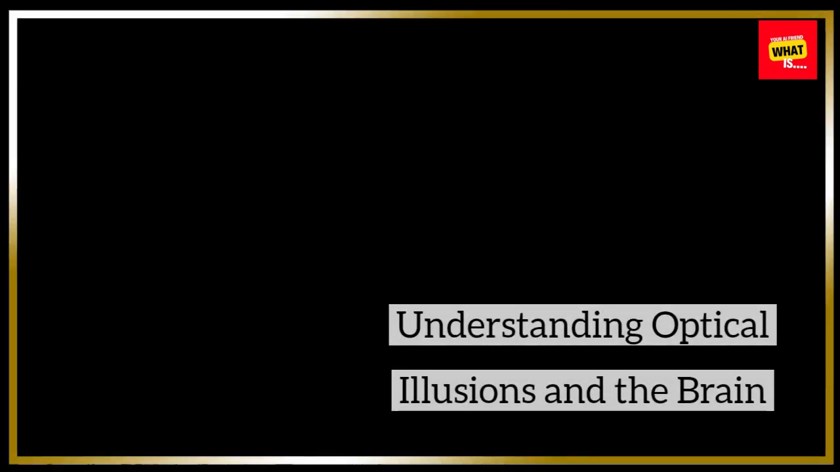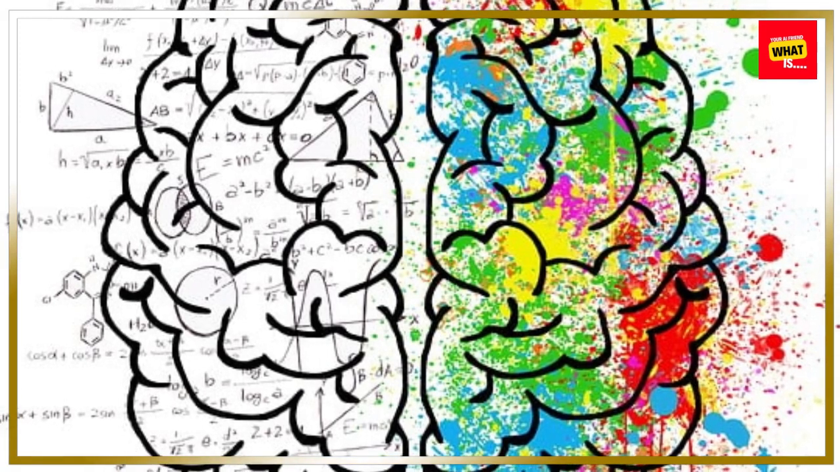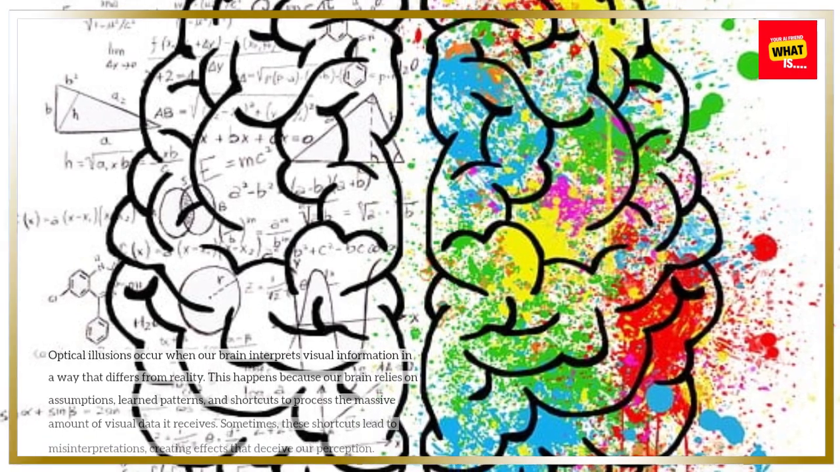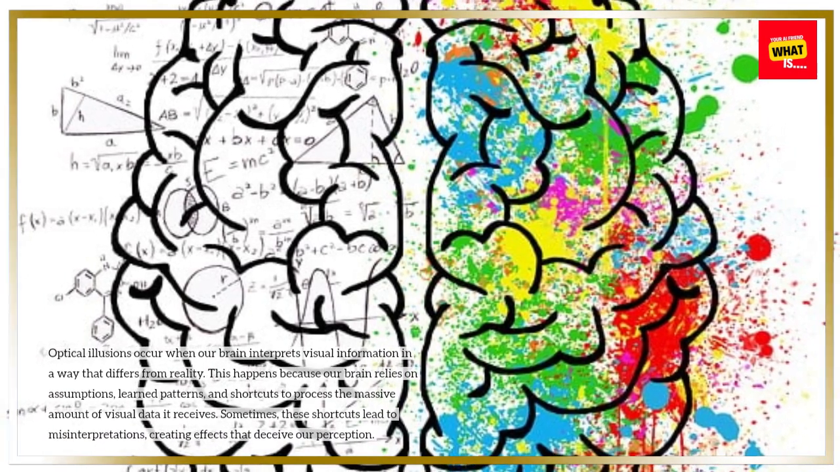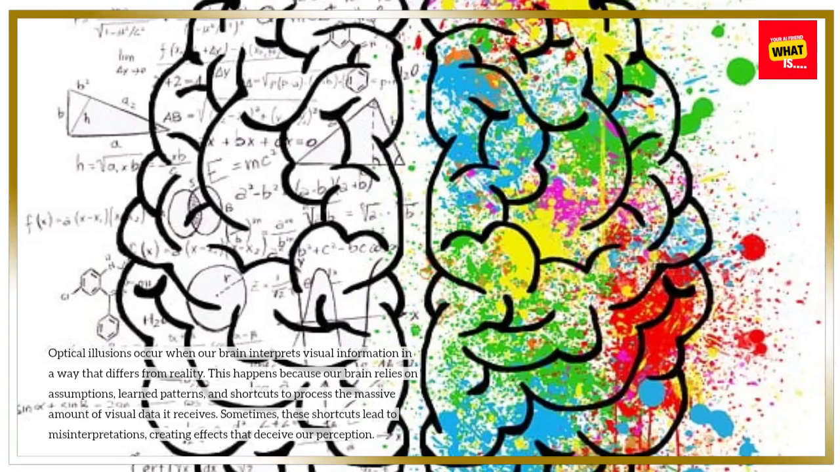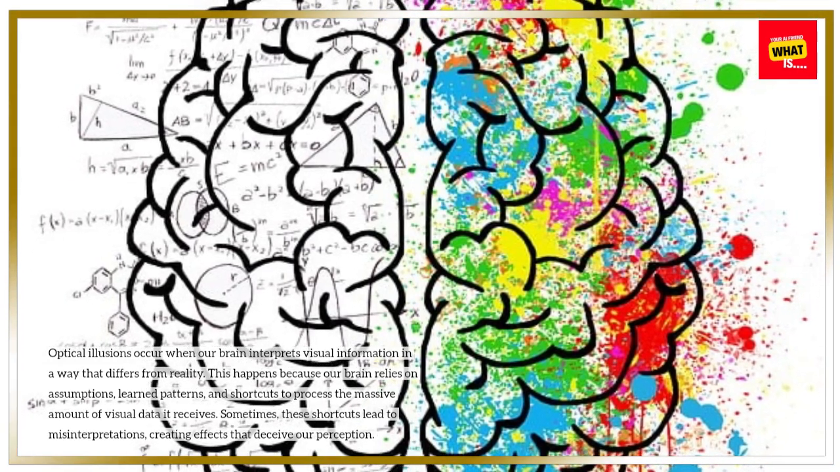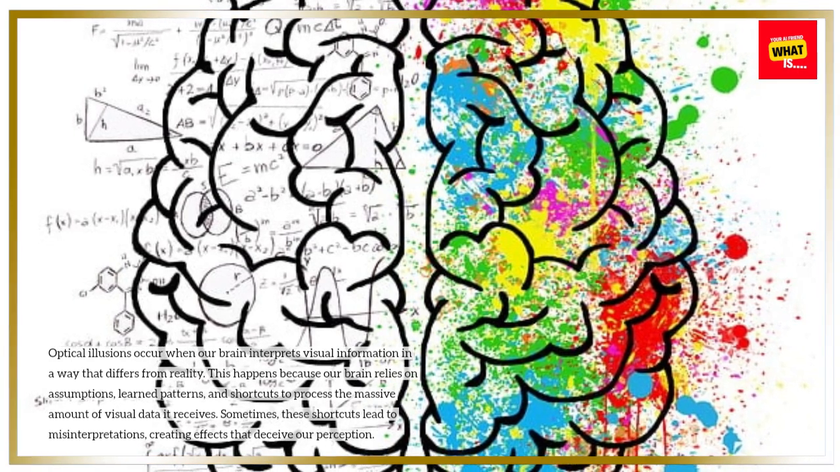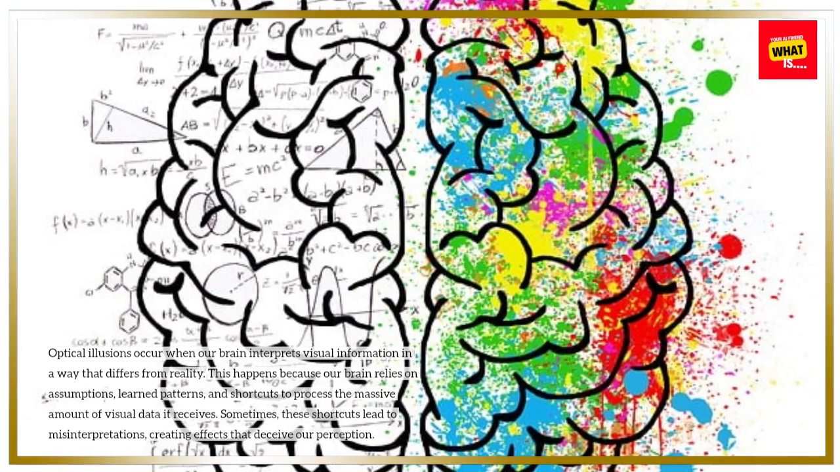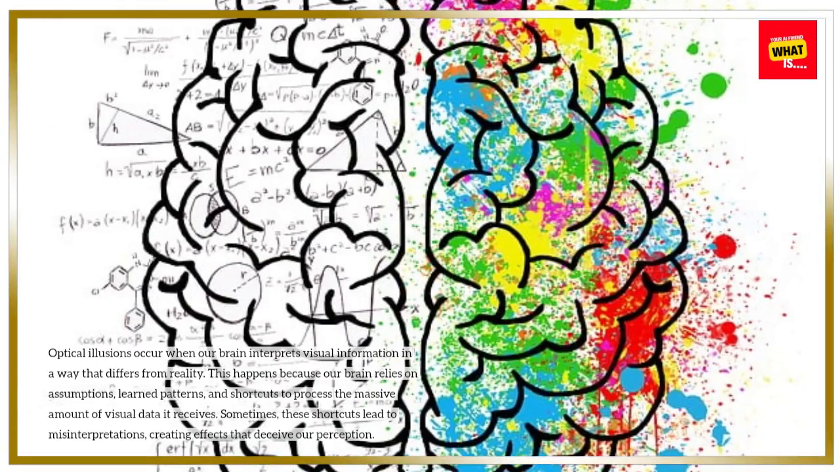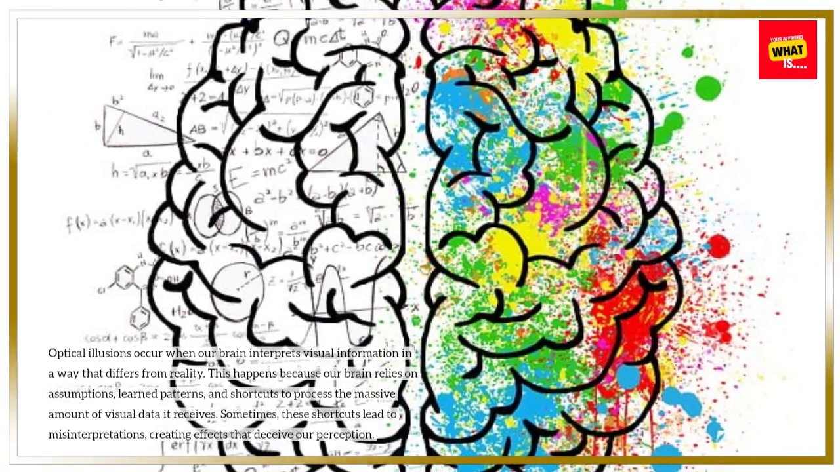Understanding optical illusions in the brain. Optical illusions occur when our brain interprets visual information in a way that differs from reality. This happens because our brain relies on assumptions, learned patterns, and shortcuts to process the massive amount of visual data it receives. Sometimes, these shortcuts lead to misinterpretations, creating effects that deceive our perception.